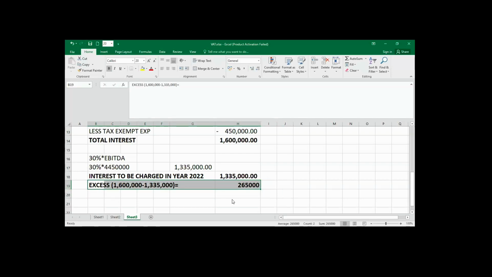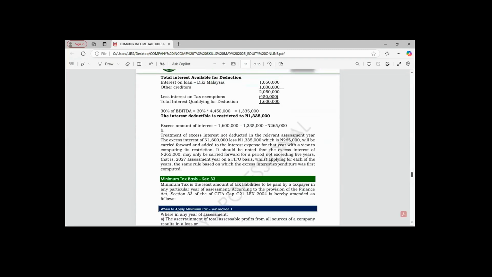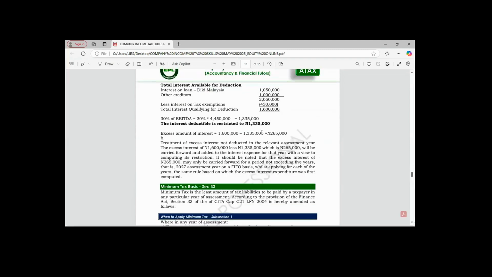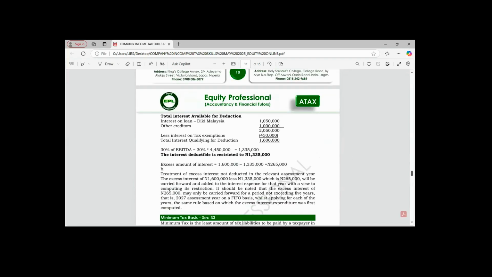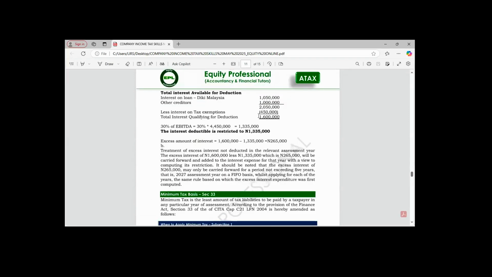So if you look at the solution, the information I just analyzed is what you have here. The excess amount is this 265,000. So that is how to treat it. The reason why we restricted this is because the interest is between related parties. But if the interest is not between related parties, please we are going to charge the whole of this 1.6 million. Take note of that.